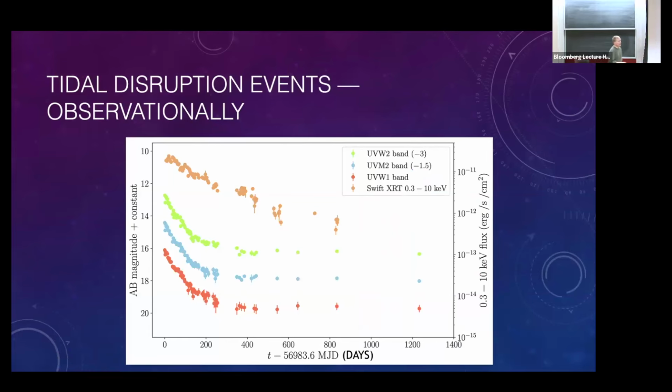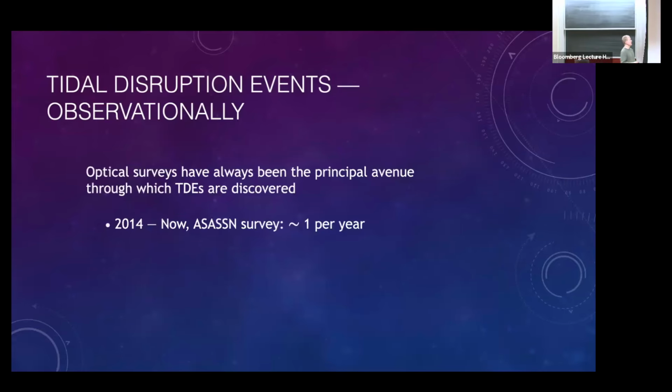Okay, so we have loads of data with some of these TDEs. We have beautiful data sets. We have multi-wavelength, multiple optical UV bands, really long baselines. So how can we use this going forward is the question. And this is going to become an increasingly important question because our observational discovery rate is increasing rapidly.